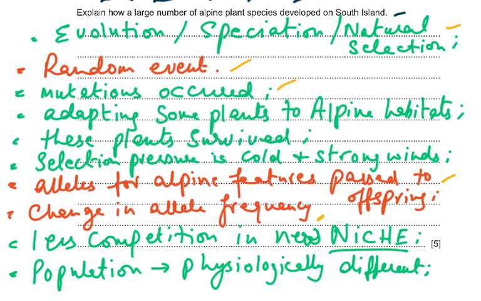Less competition in the new niche. That is why they're surviving, because there's less competition, and populations will result physiologically different. So this is for the 5 marks that you have to give me. So there are 10 points, but any 5 of these would have been fine.